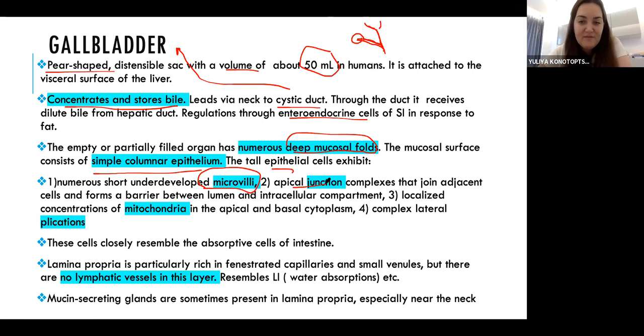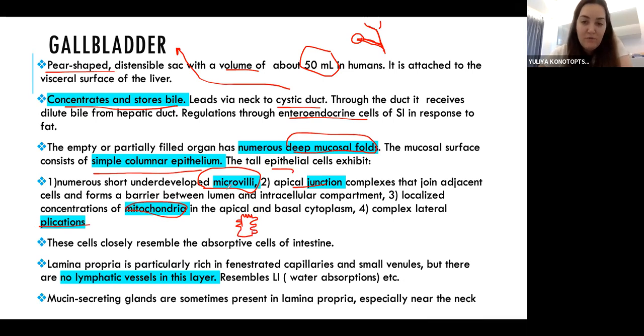Apical junctions are present there, so they are kind of forming a barrier. So the contents of the bile could not diffuse across the epithelium, could not go to the blood vessel of the gallbladder. There's a bunch of mitochondria there, and there's lots and lots of lateral plications. Plications are just like folds. Okay, so your epithelial cells, they don't only have like microvilli on their surface, they also have lateral plications like that as well. Okay, so there's some kind of protrusions on the lateral wall of the cell as well.